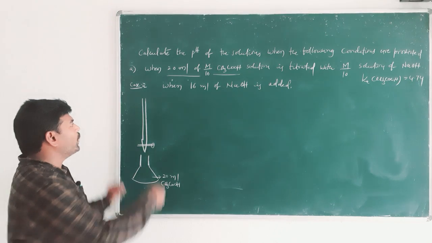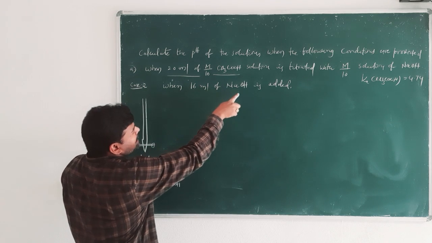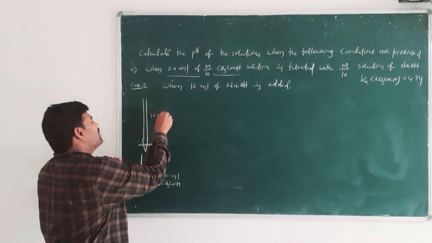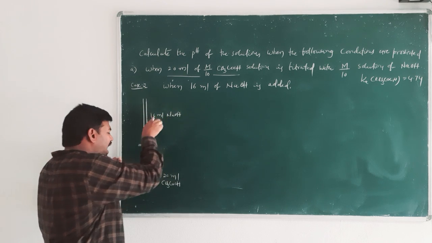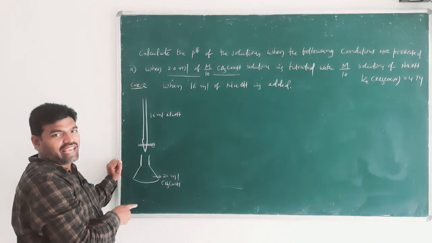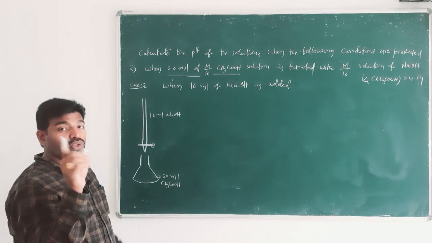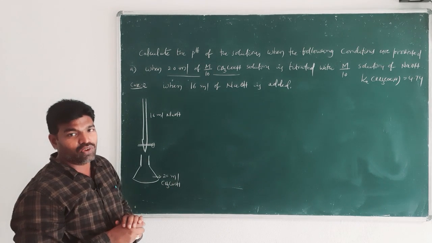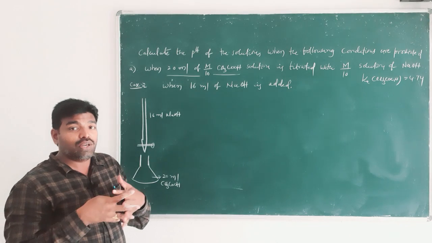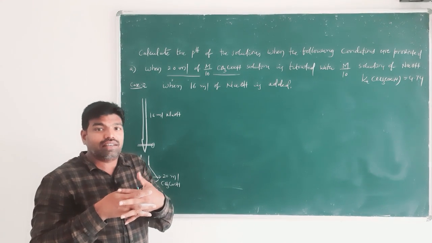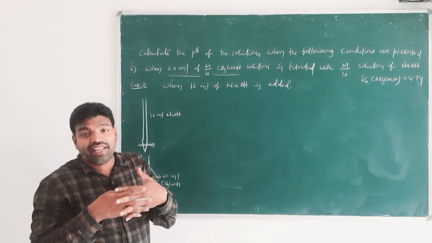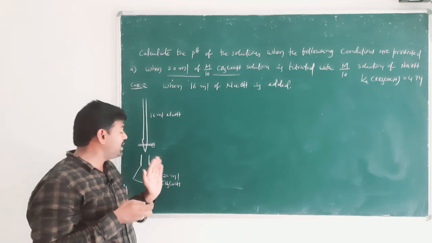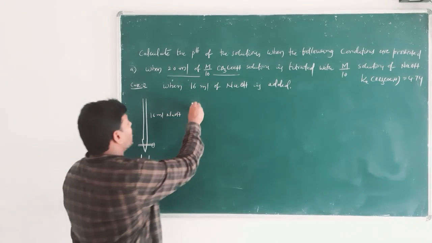Okay. Case 2 is when 16 ml of NaOH is added to the 20 ml of acetic acid. In such case, we should calculate the millimoles of acetic acid and millimoles of NaOH to know to what extent they reacted.